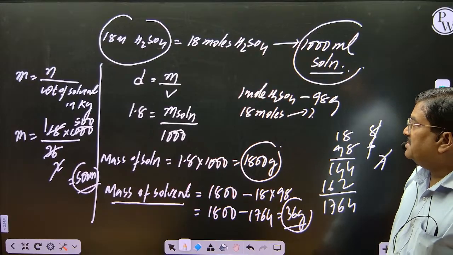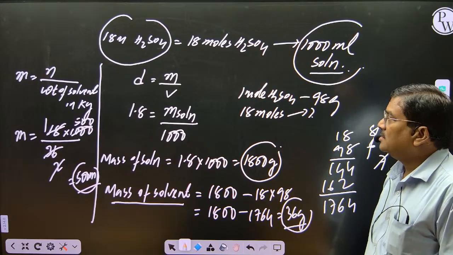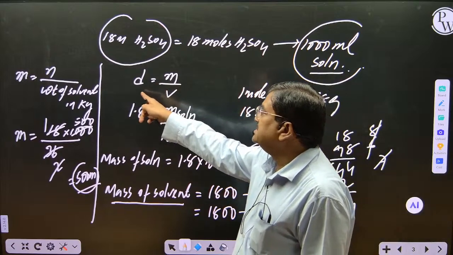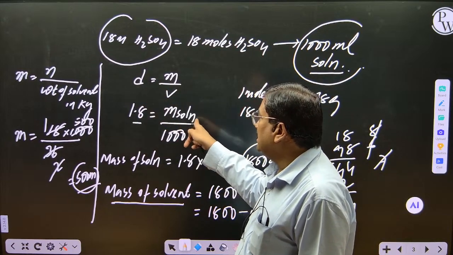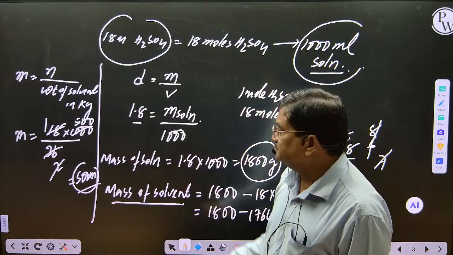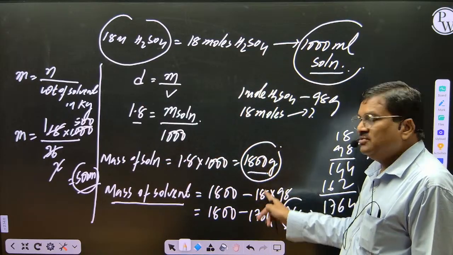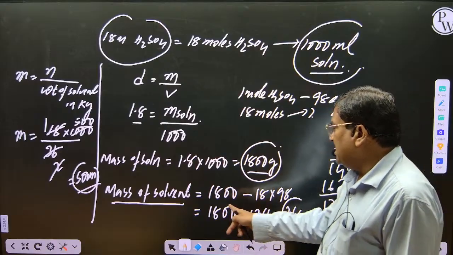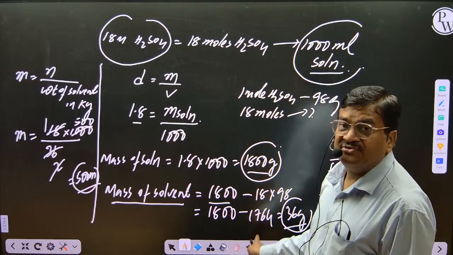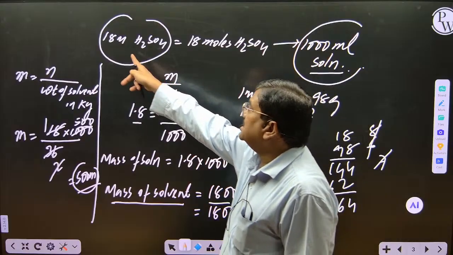Understood, student? Copy this. The density given means something to do with density. Density of 1.8, mass of solution we are finding. So mass of solution is coming 1800. But to get mass of solvent, what do we do? From 1800, you have to subtract the mass of solute. Solute mass is for 18 moles.